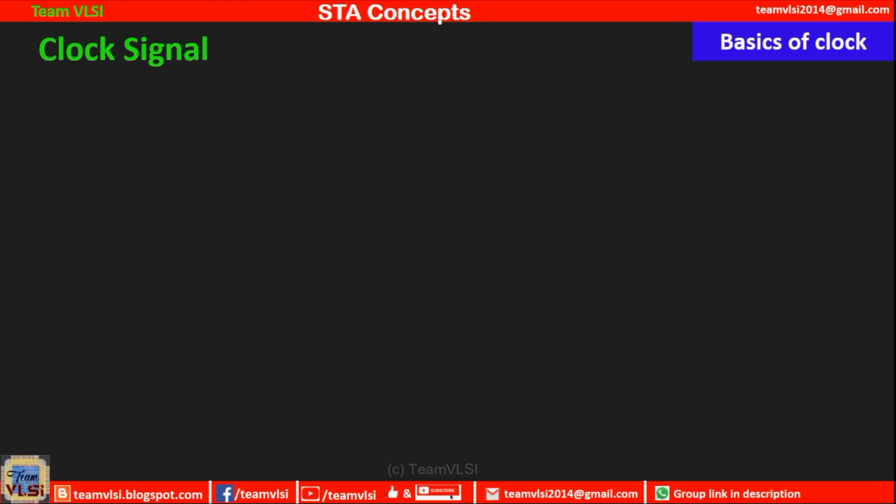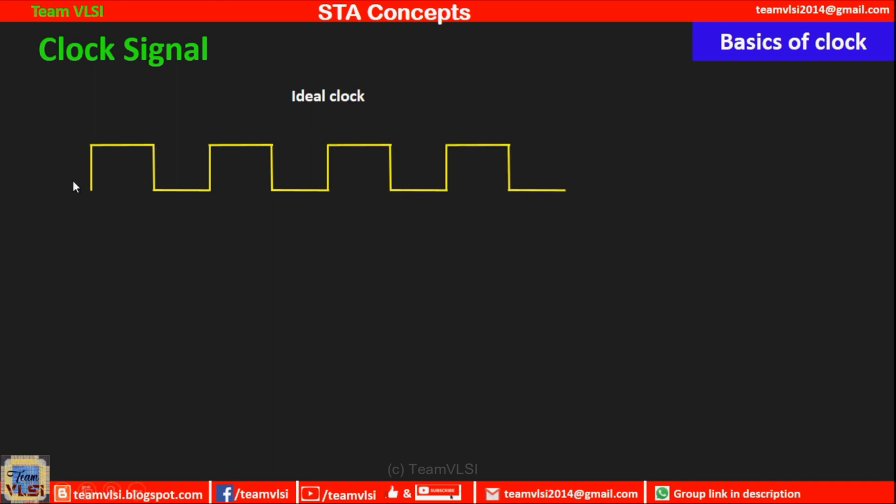Clock signal. So ideal clock signal is represented like this. A clock signal toggles between these two levels. One is called logic 0 and one is called logic 1. So it's low level, it's high level. In between our clock signal toggles.